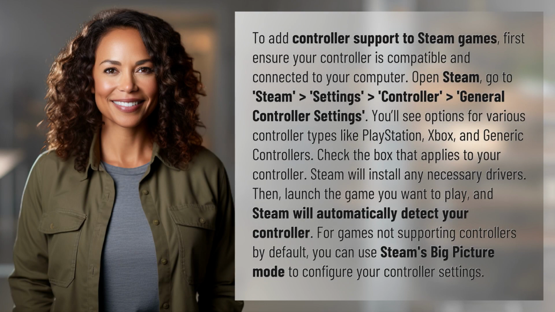To add controller support to Steam games, first ensure your controller is compatible and connected to your computer. Open Steam. Go to Steam > Settings > Controller > General Controller Settings.